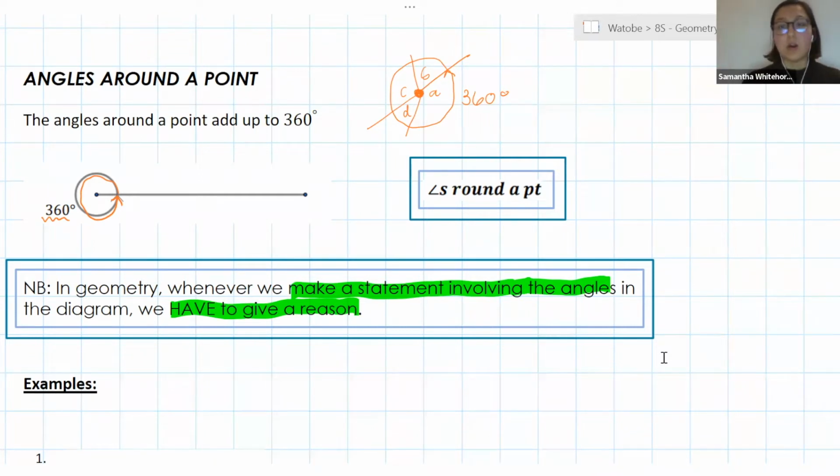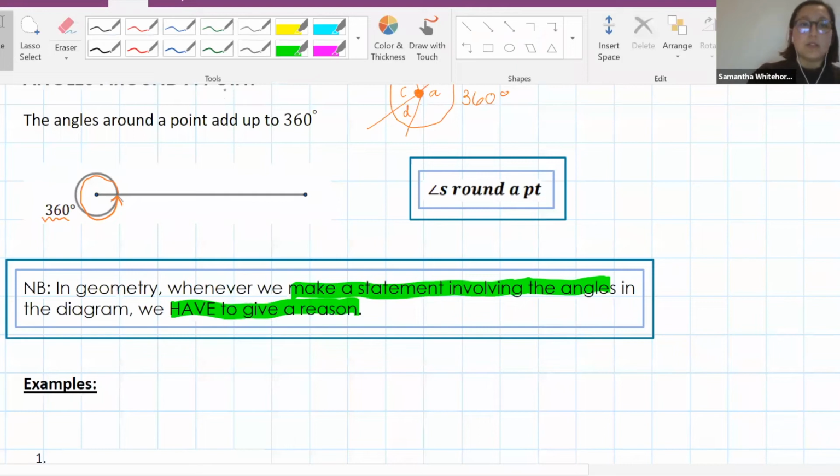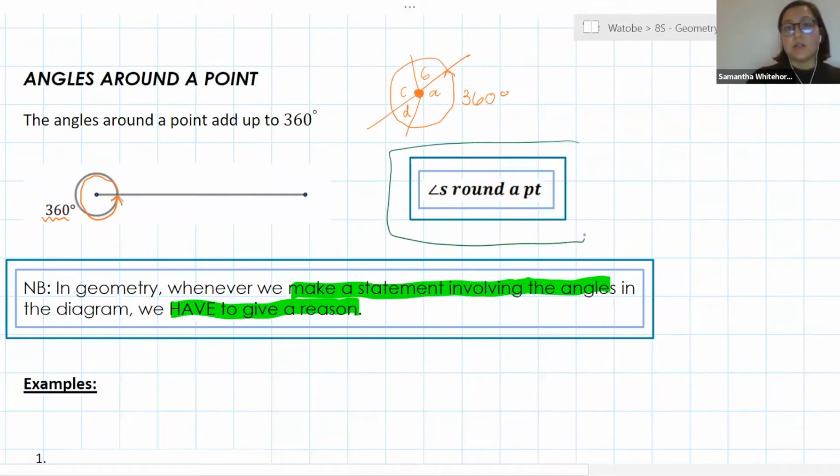You don't want to lose a mark because you've forgotten your reason. So the reason we would use here, if we're going to work with angles around a point, is exactly that reason, angles around a point. So this thing that I've got in a block here, that is my reason for this specific sort of scenario.